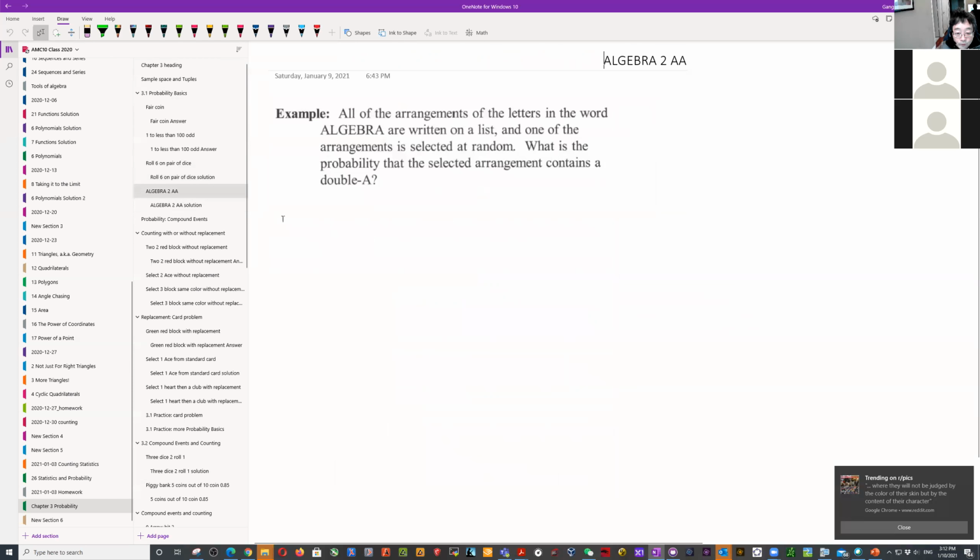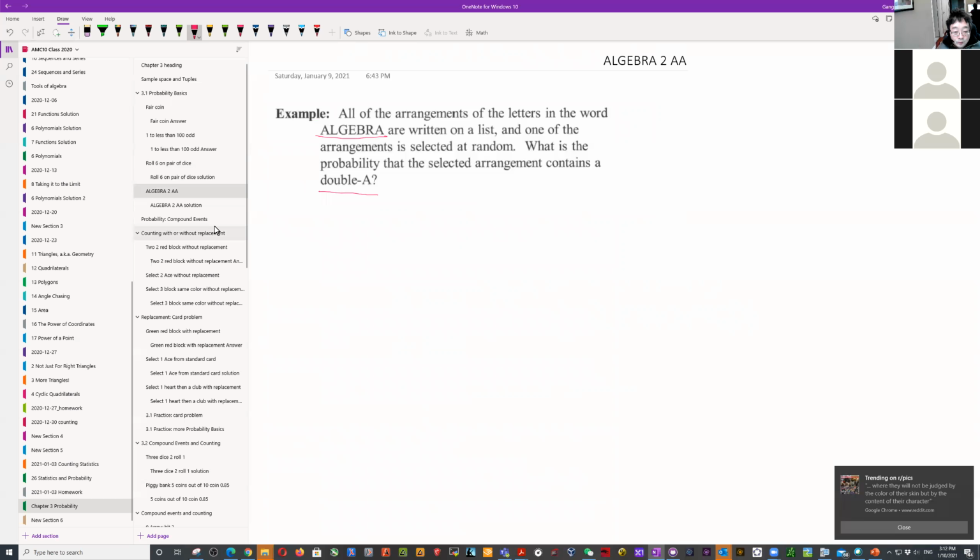And so this one is that all the arrangements of this word are written on a list, and one of the arrangements is selected at random. What is the probability that the selected arrangement contains a double A? So algebra is an arrangement not containing a double A, because the A and A are not adjacent.